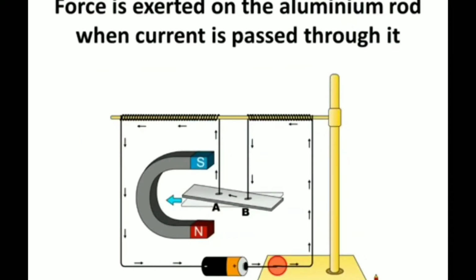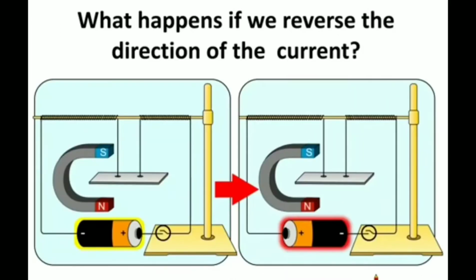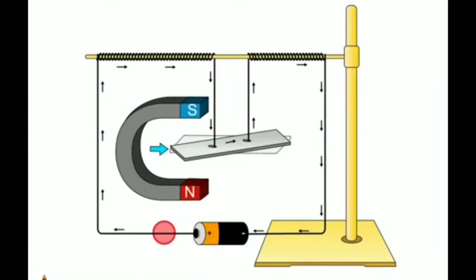So when current is passed through it, we can see that the aluminium rod displaces from its initial position. Also, if we reverse the direction of the current, the direction of this displacement also reverses. So you can see here when the battery terminals have been reversed, that is the current direction reverses, the direction in which the rod displaces also reverses.